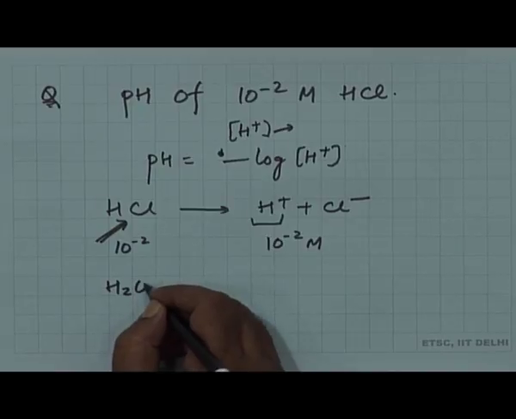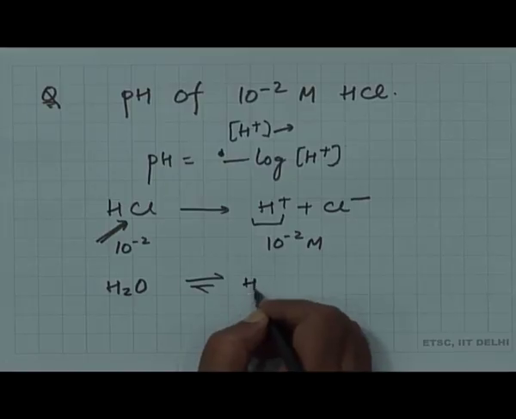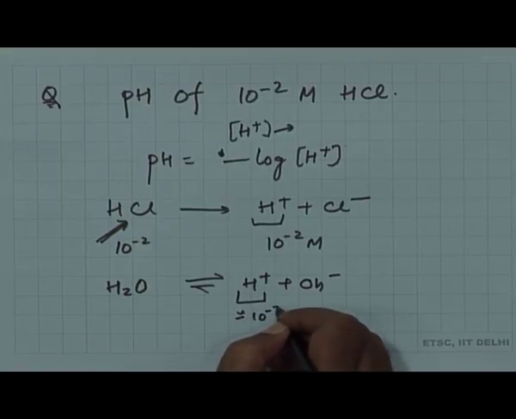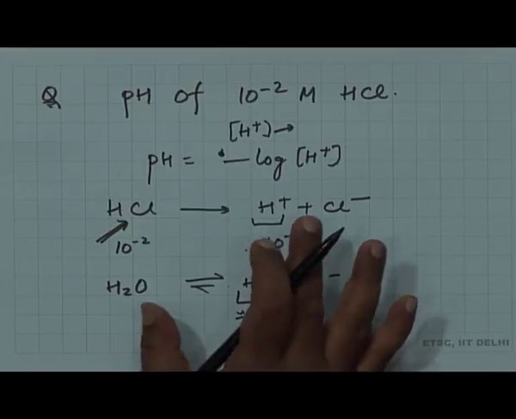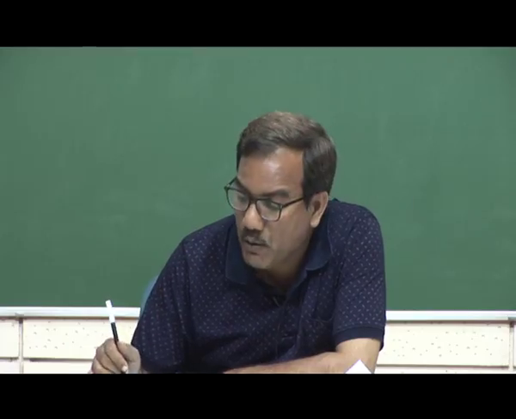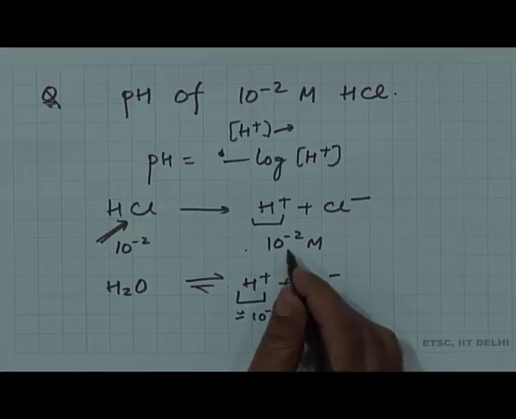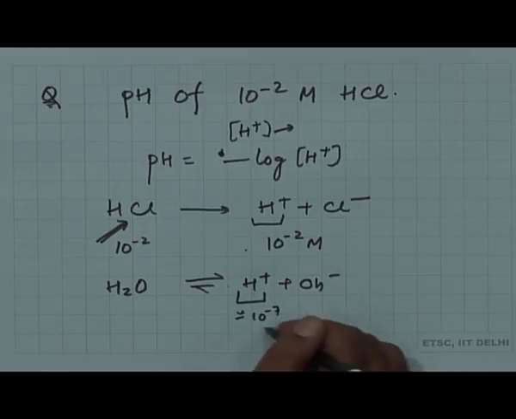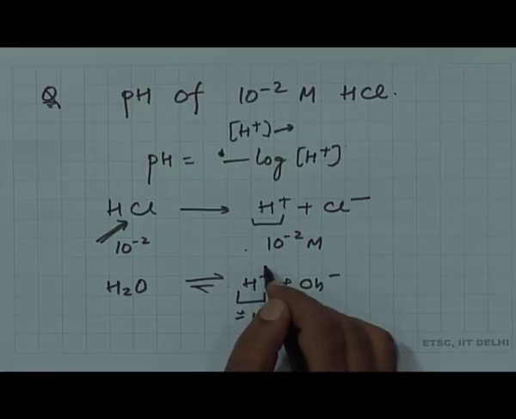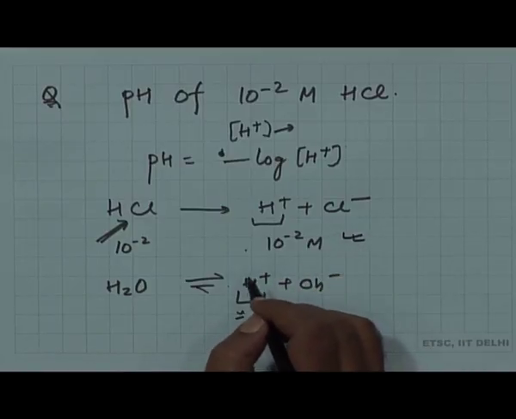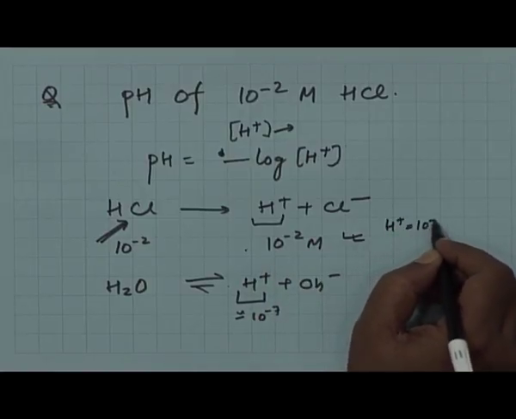We can also get H+ from H2O, but this is a reversible reaction, and the amount of H+ obtained will be small, of the order of 10^-7. Certainly, it will also depend on the common ion effect. It is not exactly equal to 10^-7 in presence of HCl. It will be even smaller than 10^-7 because of the common ion effect, which I will explain later. This is quite small in comparison to 10^-2 molar, and hence almost all of the H+ in the solution will be contributed by HCl, so the H+ ion concentration will be 10^-2.